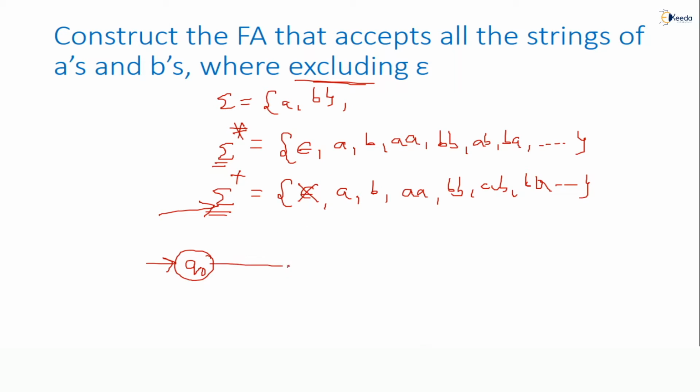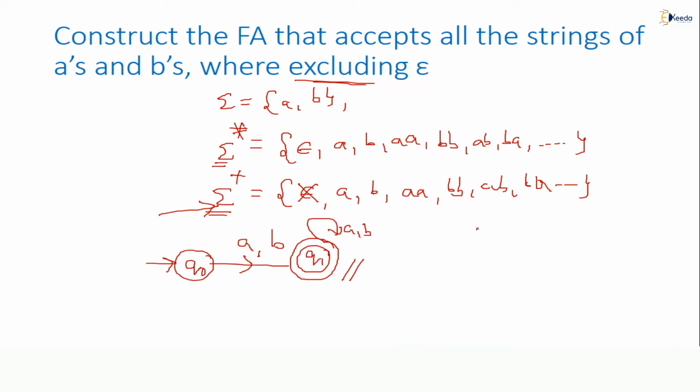Single A, single B should be accepted. So Q naught on A, Q naught on B, I'll make it go to Q1, another state. So I'll make Q1 a final state. So after that, any number of A's and B's that come should be accepted. So this is a simple FA for positive closure of sigma.